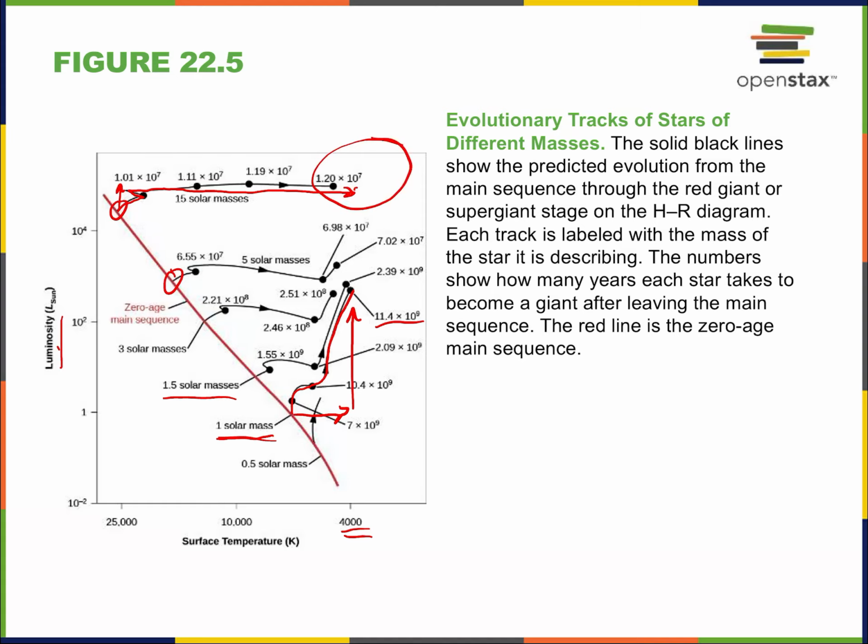Our star, our sun, is never going to become a supergiant. It's just going to become a red giant. But they do have a lot in common, all these big stars. They're all leaving the main sequence and moving in the same general direction, to the right and up from the main sequence. So do take note of that, because it's important to see the trend and not get lost in the details.